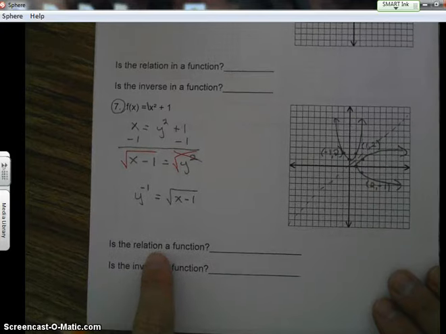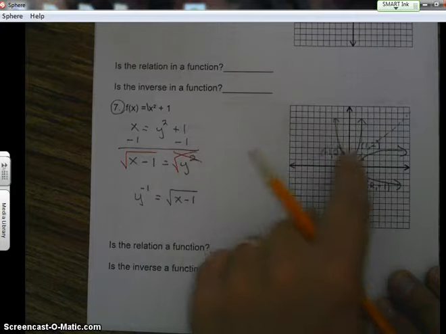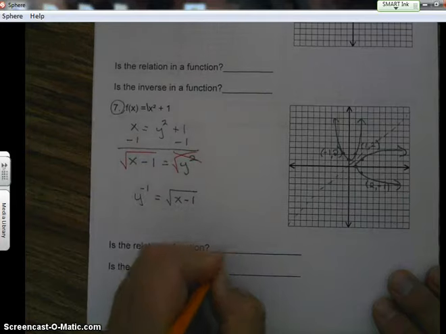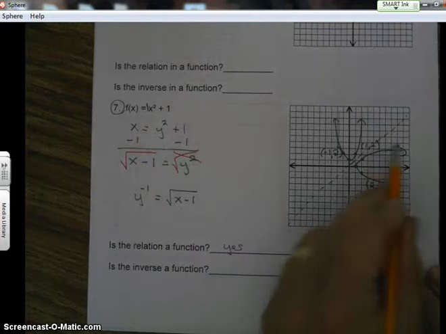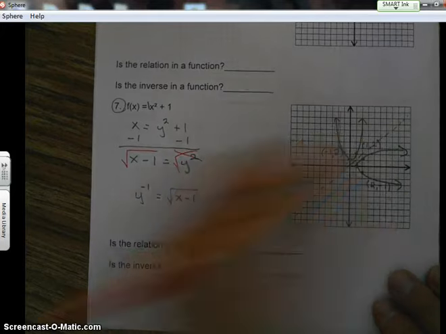Is the relation, in other words, is the original here, this a function? And of course, it passes the vertical line test, so yes. Is the inverse a function? Well, if I draw a vertical line, it touches it in 2 places, so no.